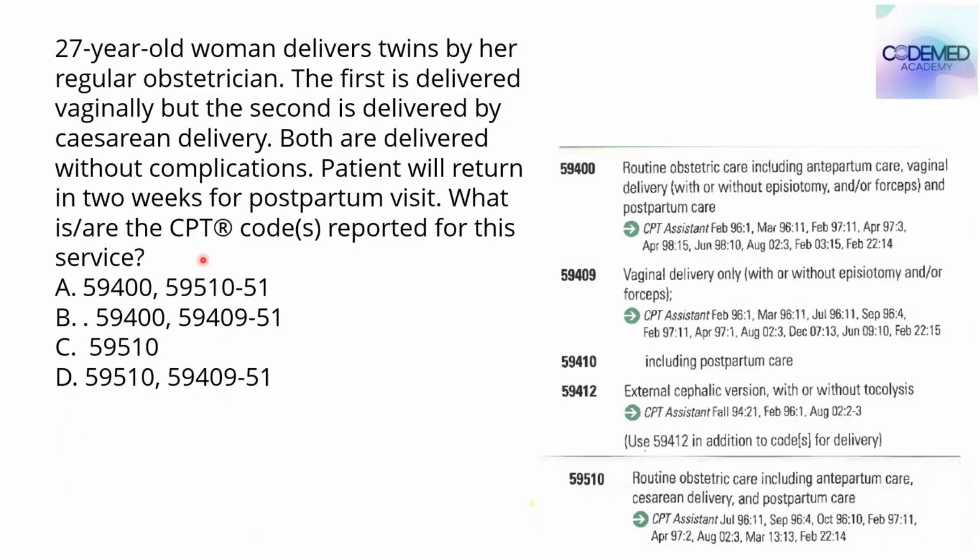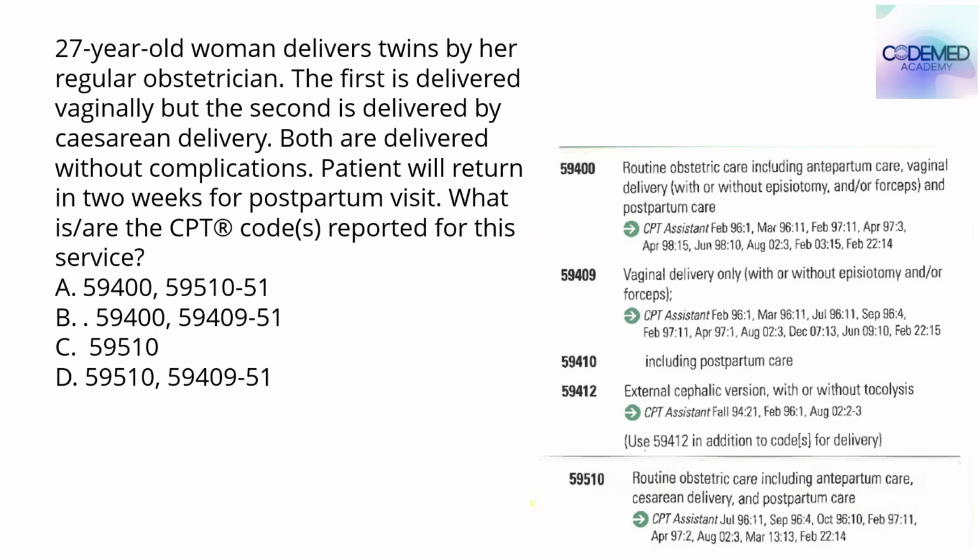So let us look at this question. A 27-year-old woman delivers twins by her regular obstetrician. The first is delivered vaginally, but the second is delivered by C-section. Both are delivered without complication. Patient will return in 2 weeks for the postpartum care. What are the CPT codes?